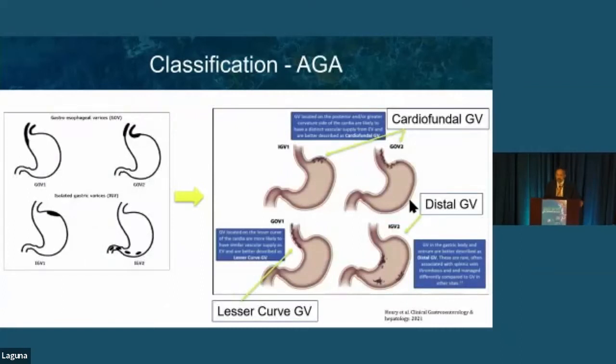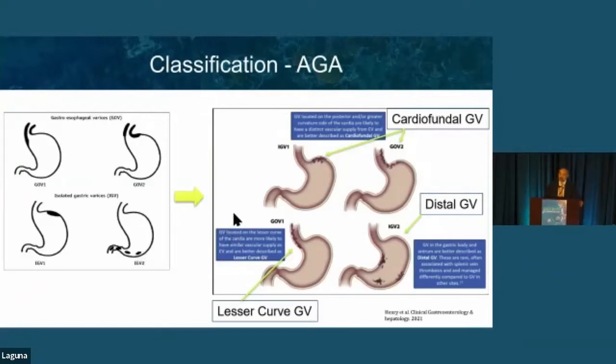The AGA just issued a clinical practice update last year. For your review, you should all review this. I think this is actually quite an important and rational update to how we classify varices. So again, with our traditional Sarin classification, we have our GOV1, GOV2 along the fundus, isolated gastric varices, and then varices elsewhere in the stomach.